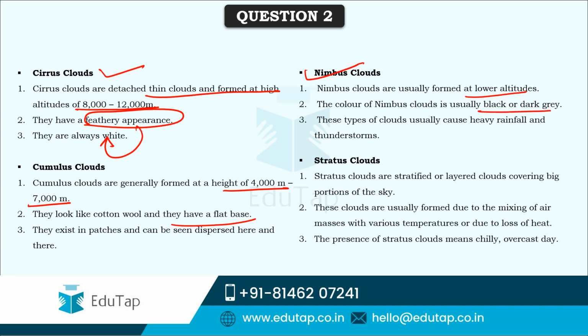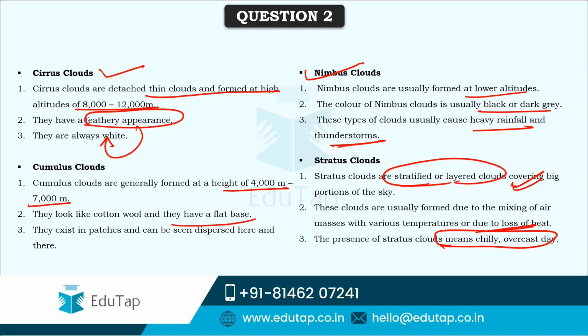That's the reason whenever it rains, the sky turns dark, and these are the ones that provide us heavy rainfall and thunderstorms. And stratus clouds are stratified or layered clouds, and they cover big portions of the sky. And how are they formed? By mixing of air masses with various temperatures or due to sudden loss of heat. And the presence of stratus clouds provides us a chilly and overcast day. The dull gloomy weather or cold weather we sometimes experience is because of these stratus clouds only.